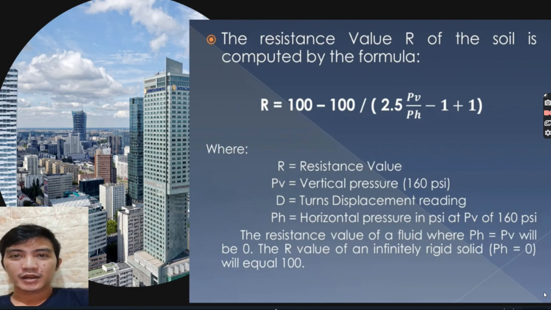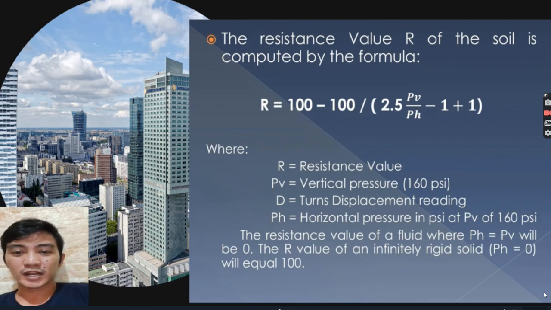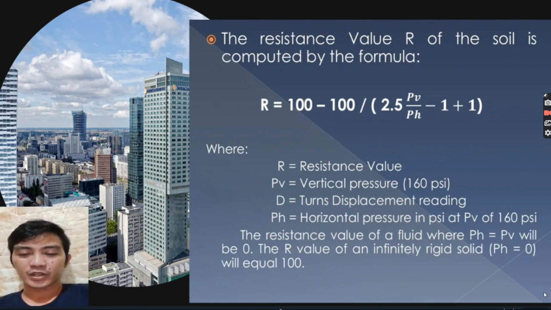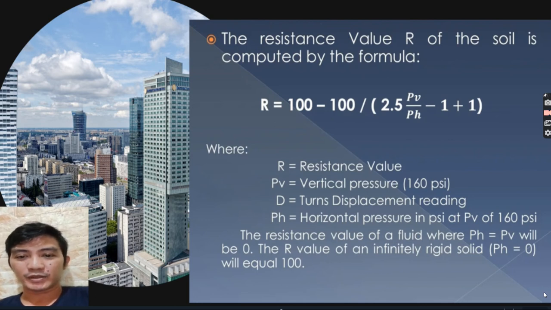R is the resistance value, equal to 100 minus 100 over (PV/PH minus 1, plus 1). PV is the vertical pressure, 160 psi, and PH is the horizontal pressure. So the resistance value of a fluid, where PH equals PV, will be 0. The R value of an infinitely rigid solid, where PH equals 0, will equal 100.